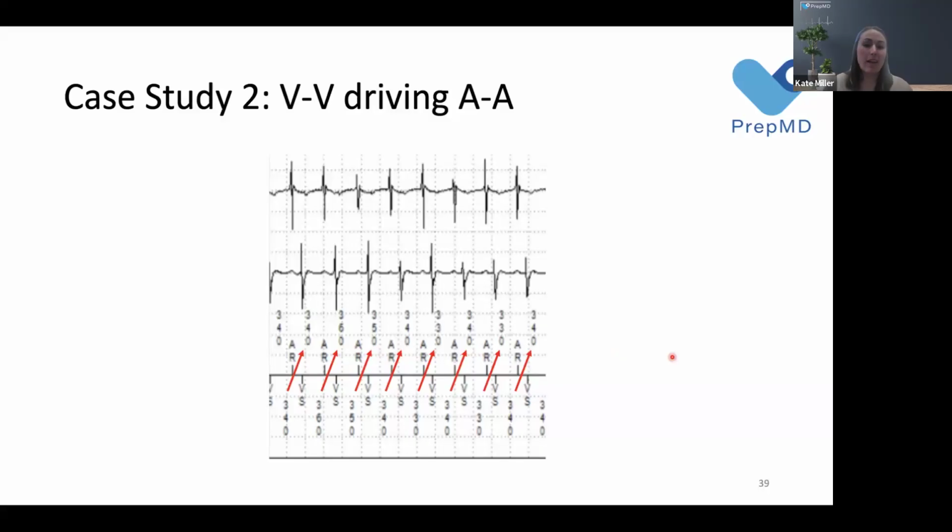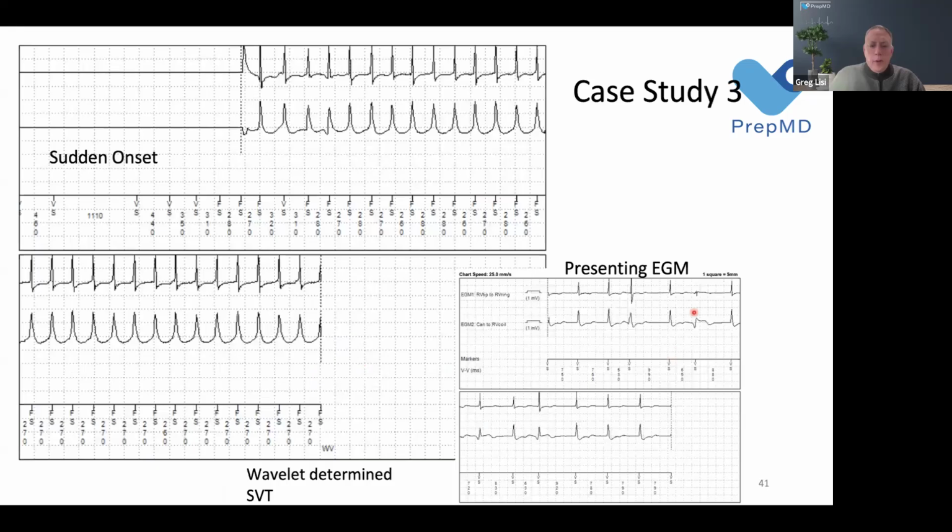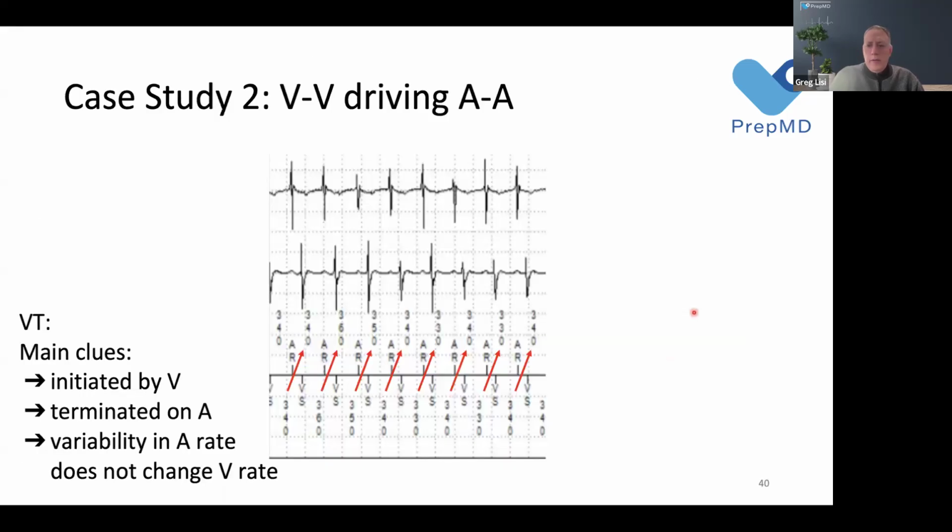So at this point, we've already had quite a bit of evidence indicating VT, but this is just another piece of information, just another clue, another tip that you can use when analyzing these episodes. So onset and termination, if we have them, obviously morphology, if we have it, and then look at the variability in your cycle length, see if it causes a variability in the opposite chamber as well, and help differentiate what's driving the rate. And I think that's a really important point, trying to bring as many clues to the table as possible.